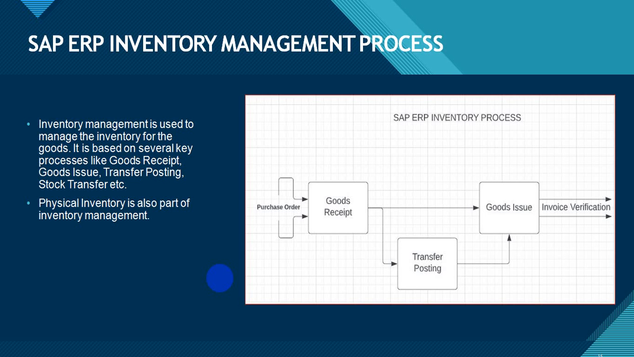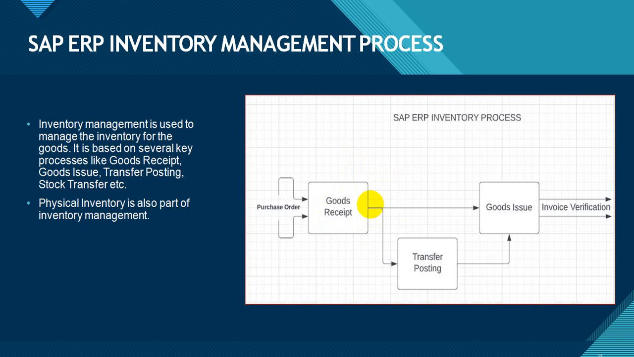All right, and then you have the stock transfer. You have physical inventory also as part of inventory management. All right, so you can see the chart here. And so you see from purchase order, you can also receive from return deliveries. You can receive from production, right? But when you are receiving, it's called goods receipt.